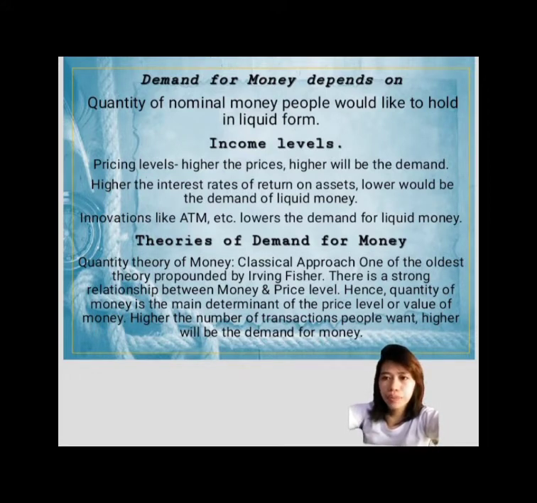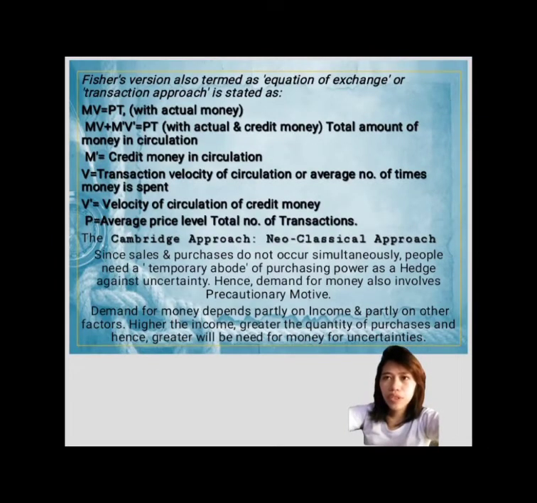Quantity theory of money, the classical approach, one of the oldest theories, propounded by Irving Fisher. There is a strong relationship between money and price level. Hence, the quantity of money is the main determinant of the price level or the value of money. The higher the number of transactions people want, the higher the demand for money.